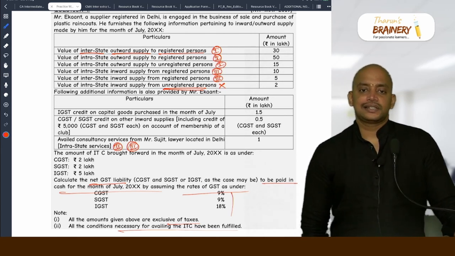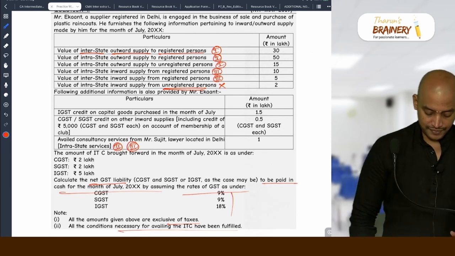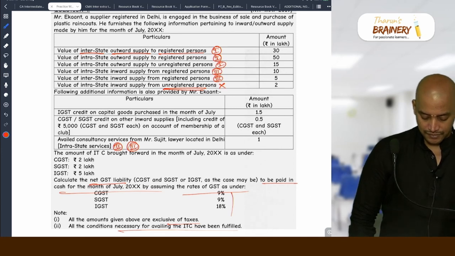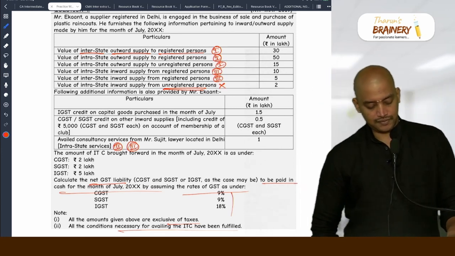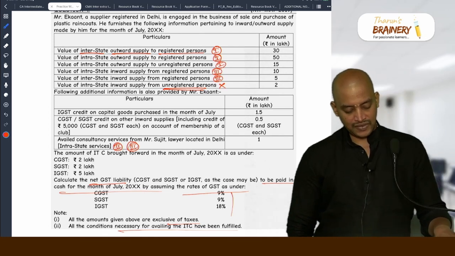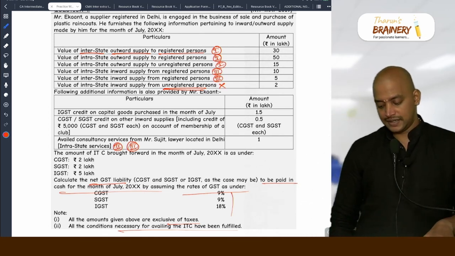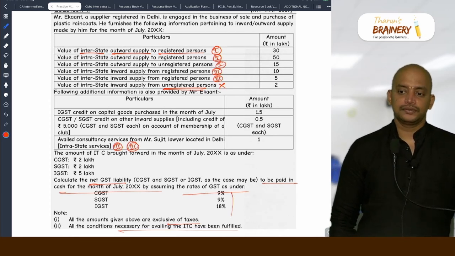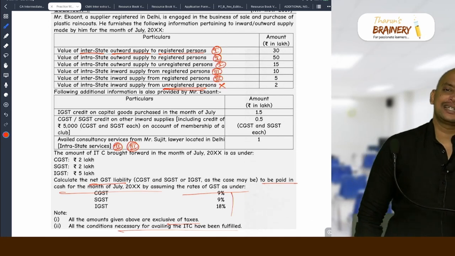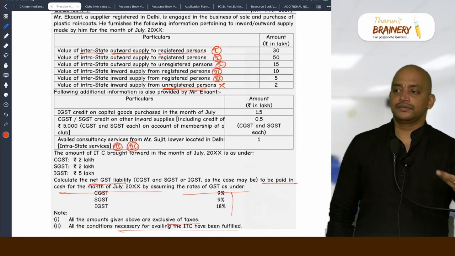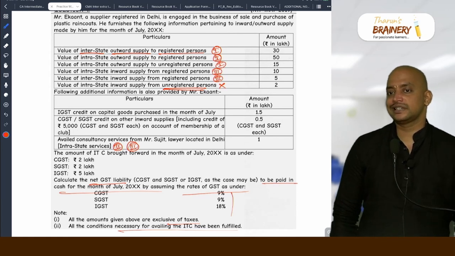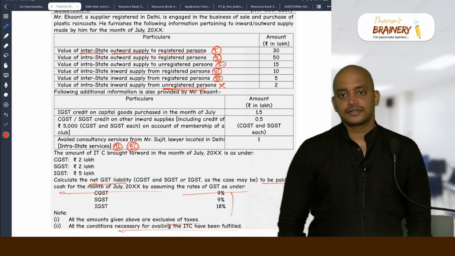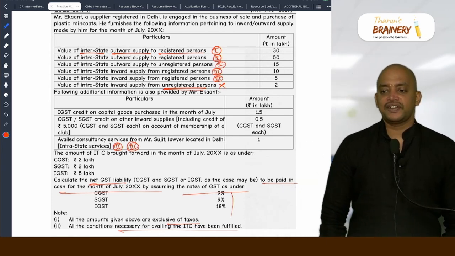Statement 3, net eligible ITC. So what is a net eligible ITC? Opening balance. Here only 4 columns: particulars, CGST, SGST, IGST. Value column not required. Opening balance 2 lakhs, 2 lakhs, 5 lakhs.